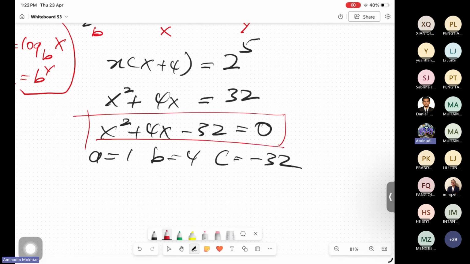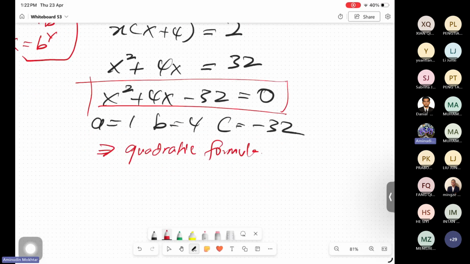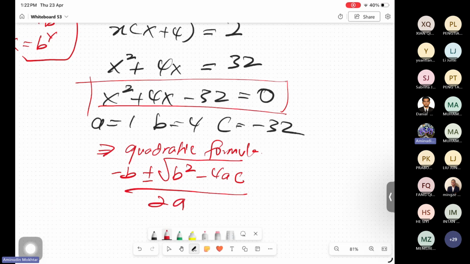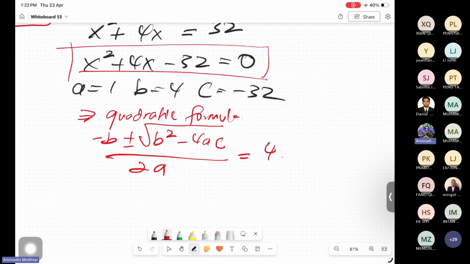So how do we find x? We need to apply the quadratic formula. What is the quadratic formula? Negative b plus or minus the square root of b squared minus 4ac, divided by 2a. Based on this formula, you will get the answer: 4 and negative 8. That is for x. For the answer, you can refer to page 49.